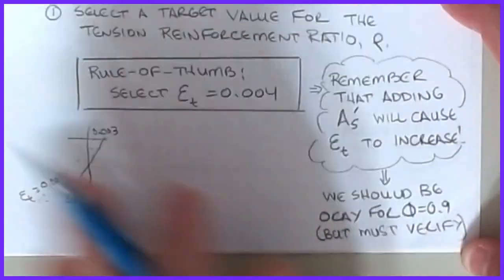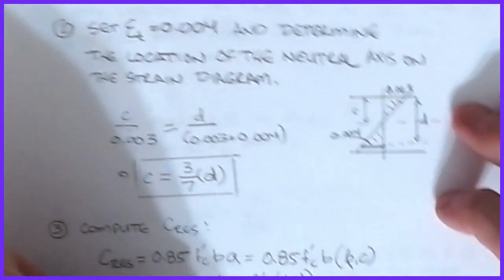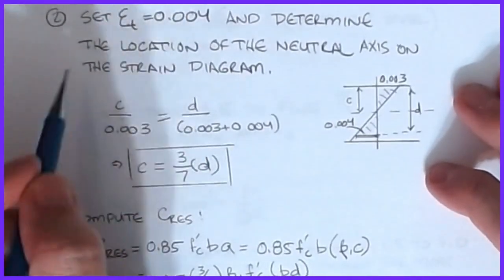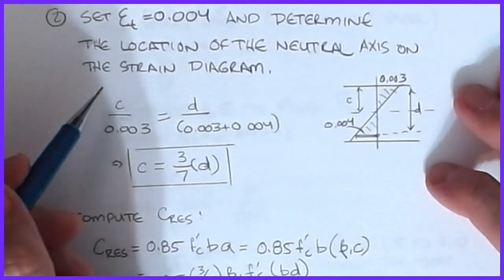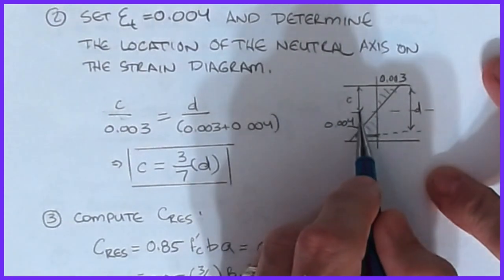But again, you must check this thing at the end once you've got everything set. Okay, all right. So the next step that we're going to look at is we're going to set my epsilon t to 0.004 and determine the location of the neutral axis on the strain diagram. That should be no surprise, right? And so the location of the neutral axis is still located at C.